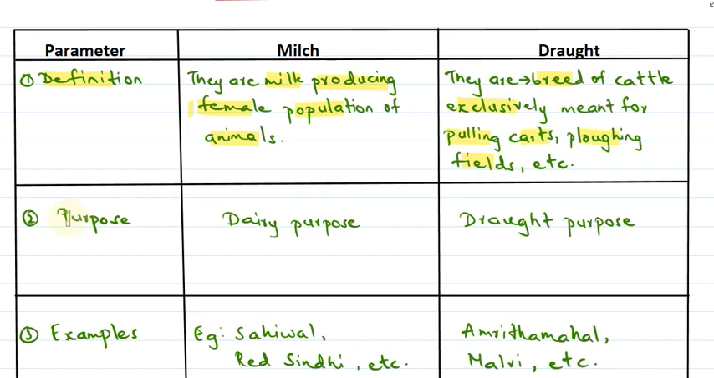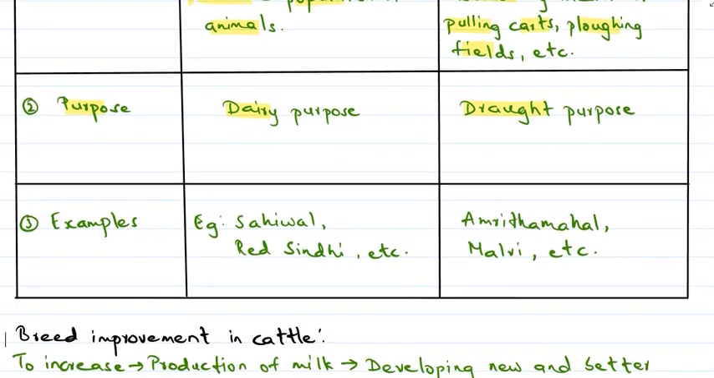So what is the purpose? The purpose of milch breed is the dairy purpose, whereas draught breed is meant for work like pulling carts, plowing fields, etc. Then we also discussed some of the examples. The examples of milch would be Sahiwal, Red Sindhi, etc. An example of draught breed would be Amrita Mahal, Malvi, etc.